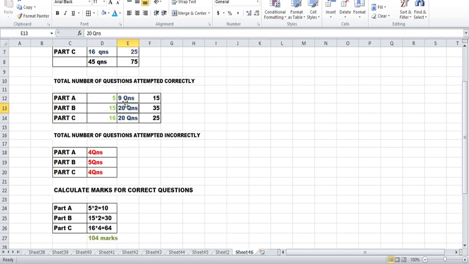Next, the total number of questions that you attempted incorrectly. Simple: 9 minus 5 is 4 questions, 20 minus 15 is 5 questions, and 20 minus 16 is 4 questions. That is, in part A you attempted 9 questions, only 5 are correct, and the remaining 4 you attempted incorrectly, that is wrong answers.